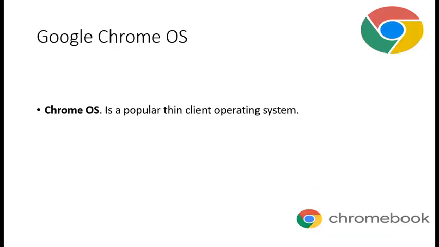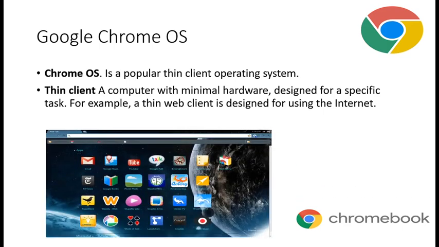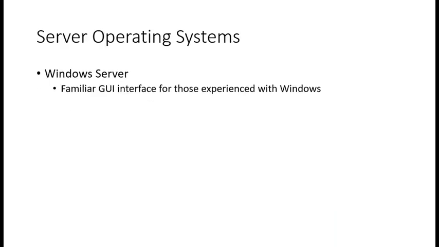Okay, Google Chrome operating system is there. It is popular these days in the Chromebook; the Chrome operating system stays there. It is a popular thin client operating system. Thin client means a computer with minimal hardware, designed for a specific task only. So a thin client is designed for using the internet. Basically, you are going to use the internet only by using the Chromebook operating system.